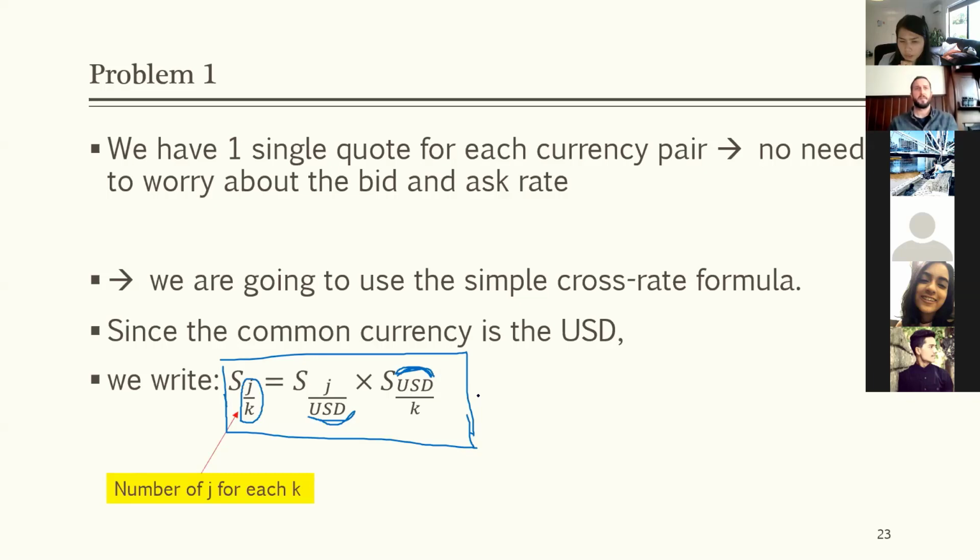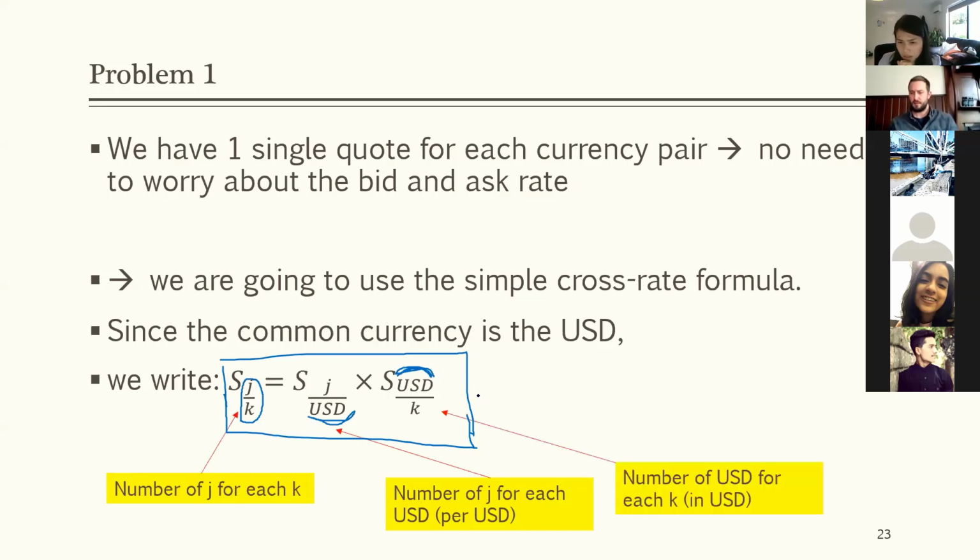So just to recap, when we say J over K, that means we are pricing K in J. So we're looking at the number of J for each K. Similarly here and here. Okay.